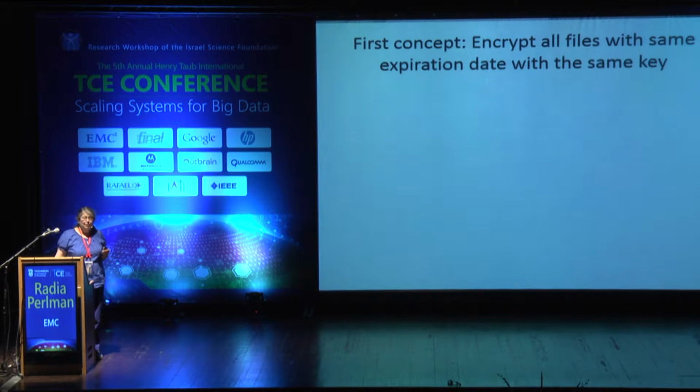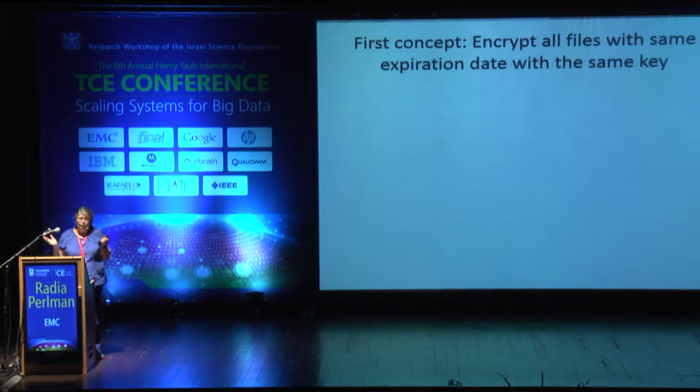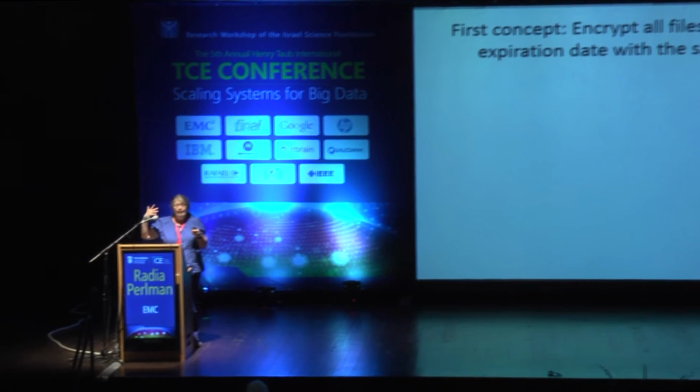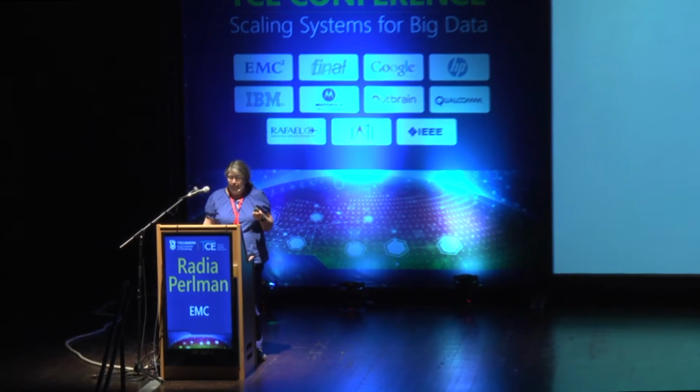So the first concept, to make this really manageable and scalable, is that all files with the same expiration date can be encrypted with the same key, and it doesn't lose you any security to do that. If you care that the storage system not be able to read your data, you would have an extra level of encryption, that you would encrypt it before sending it. The encryption that I'm talking about is solely to enforce the expiration time.